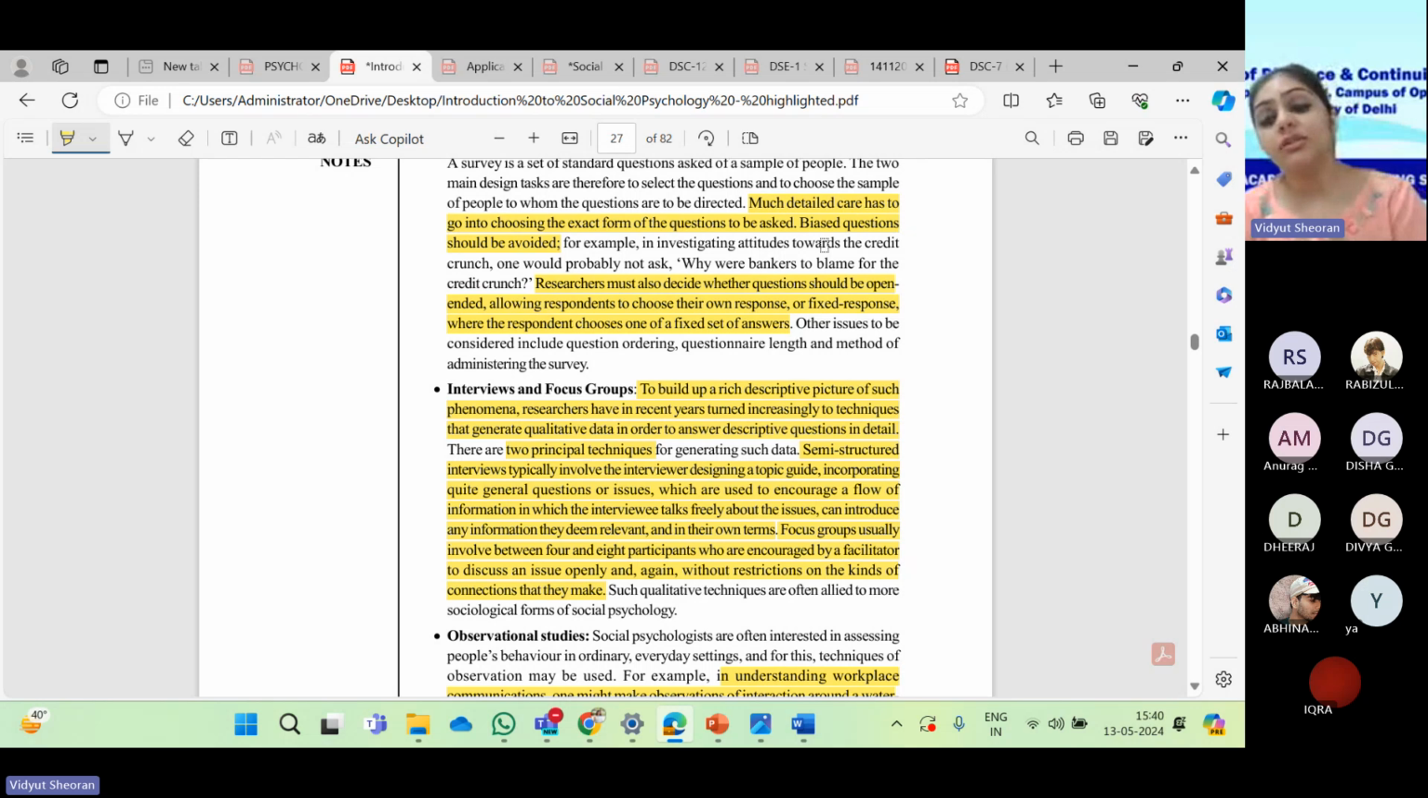Next is interviews and focus groups. So the difference between interview and focus group is, see, in interview, there could be a lot of interviewers, like it happens in a job, many interviewers and one interviewee, or it could also be one interviewer and one interviewee. But in focus group discussion, there is one facilitator for so many people, at least 4 to 8 people.